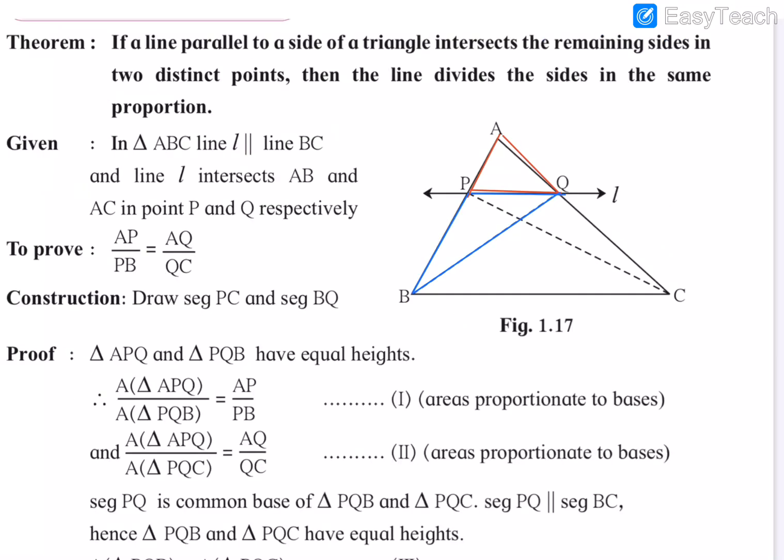So we are going with the proof, means solving this proof of the theorem. So the first step is we need to consider two triangles. I have marked here. First triangle is triangle APQ. You can see there are triangle APQ and triangle PQB. So this triangle PQB in blue. So triangle APQ and PQB will have equal heights. You can see these two triangles, APQ and PQB, the red and this blue triangle, have same height.